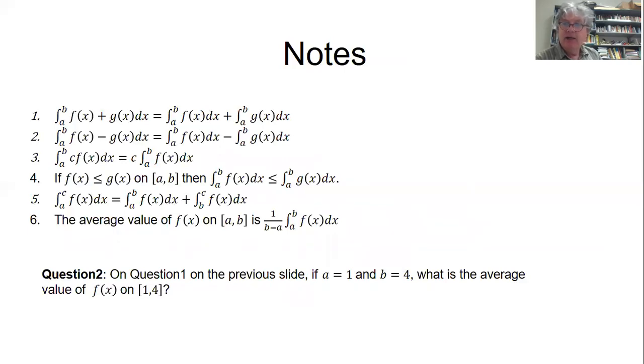Other points you should notice because of signed area: if we have a function which dominates another function, so g of x is always bigger than or equal to f of x on some interval, then the integral of g is going to be bigger than the integral of f. Everywhere in the Riemann sum, the rectangles of g tower over the rectangles of f, so when we add those up, that sum is going to be bigger than the sum of the smaller ones.